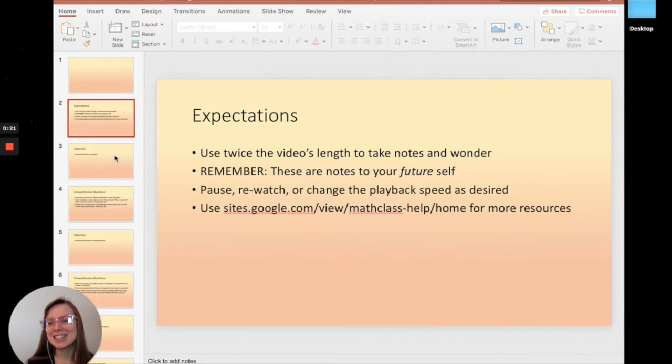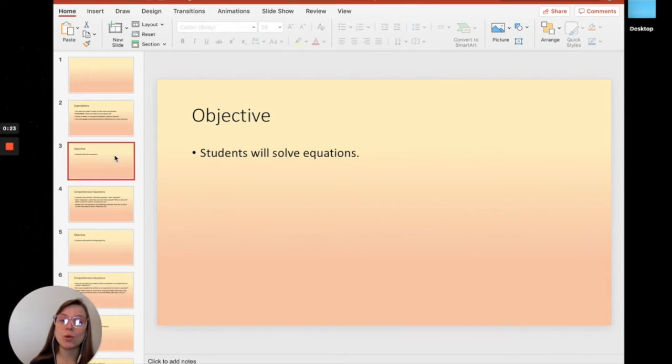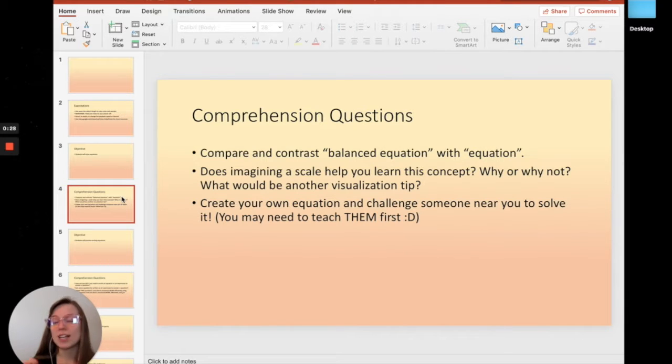All right, today's objective, and for the next episode as well, will be to solve equations. Today we're focusing on one-step and two-step, and we'll do multi-step and then also variables on both sides. So actually it's for 3 videos. And then at the end we have comprehension questions.